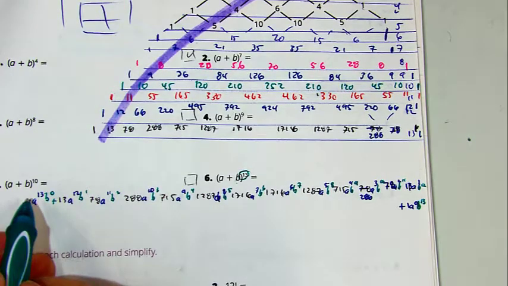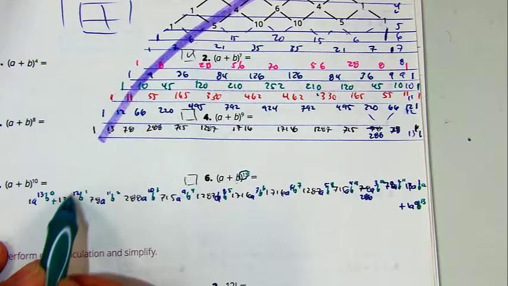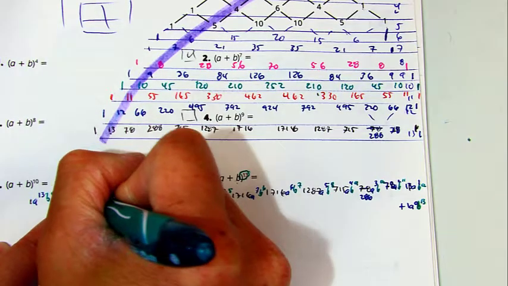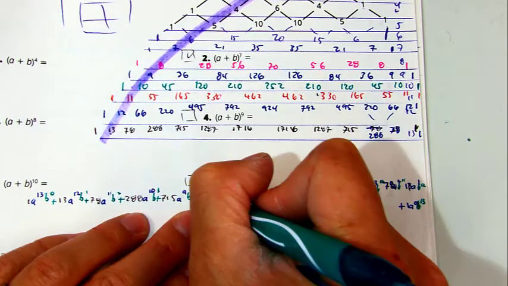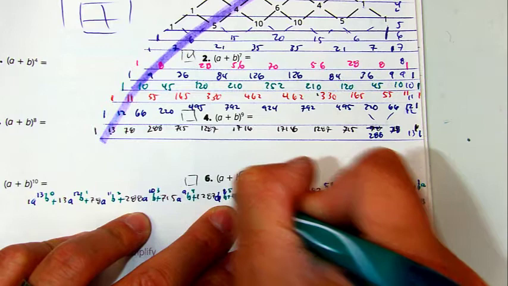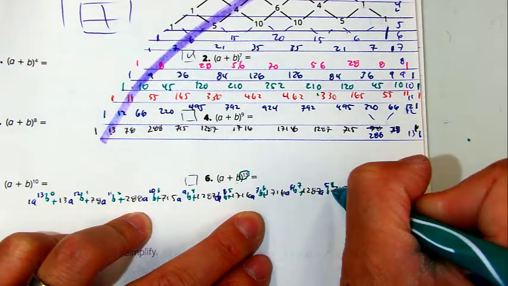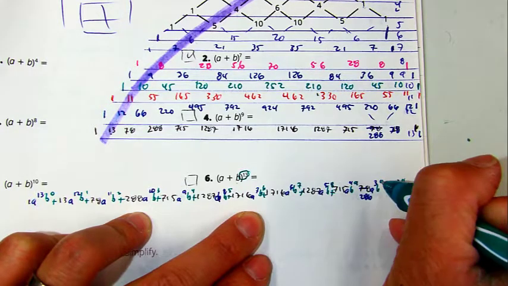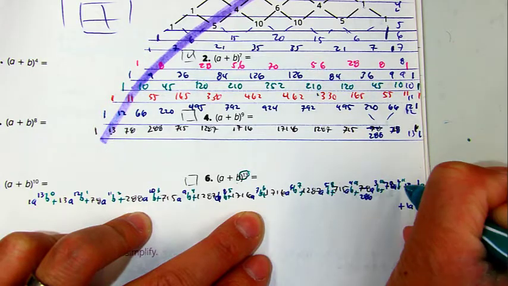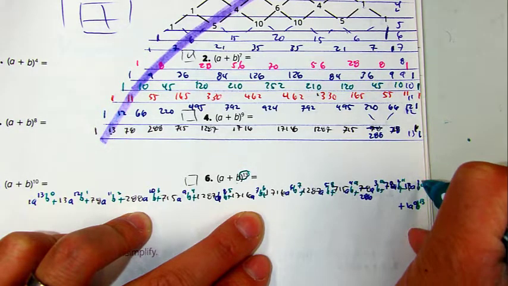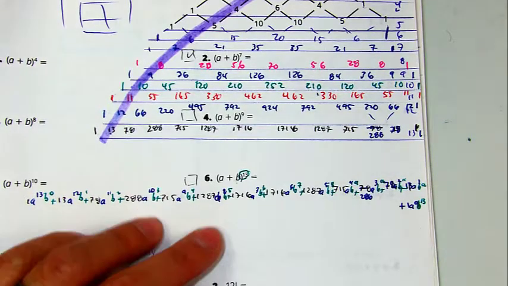So this would be 1 a to the 13th, b to the 0, plus 13a to the 12th, b to the 1st, plus 78, plus 286, plus 715, plus 1287, plus 1716, plus 1716, plus 1287, plus 715, plus 286, plus 78, plus 13, a first, b to the 12th, and then plus 1, a to the 0, b to the 13th power.